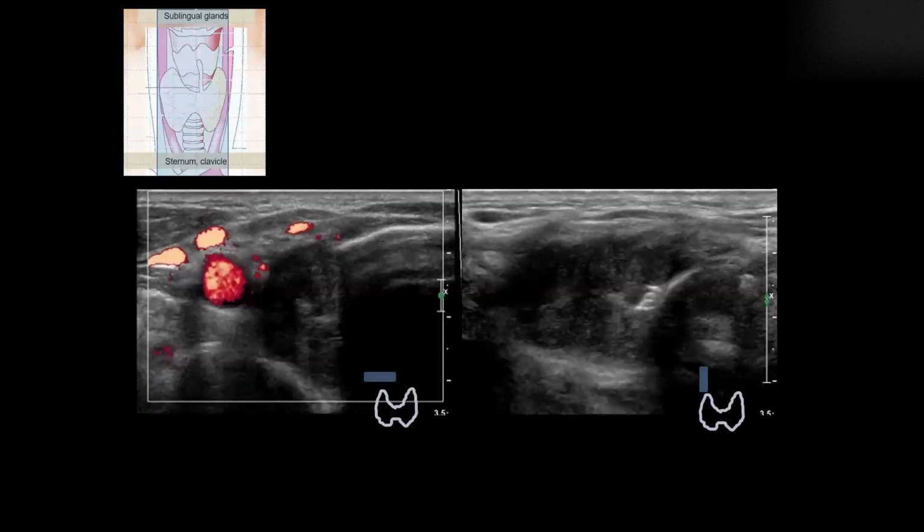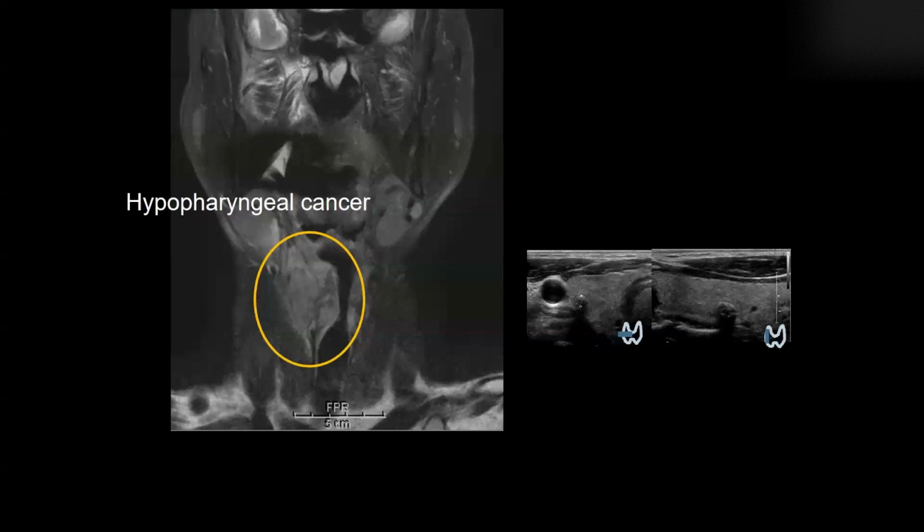As I told you in the last video, it is necessary to see all areas from the sublingual gland to the sternum on thyroid US. On US, the lateral part of the right thyroid cartilage was broken. And you can see the mass. This mass can cause his hoarseness. The mass was hypopharyngeal cancer. A small thyroid nodule was not a big problem for this patient.